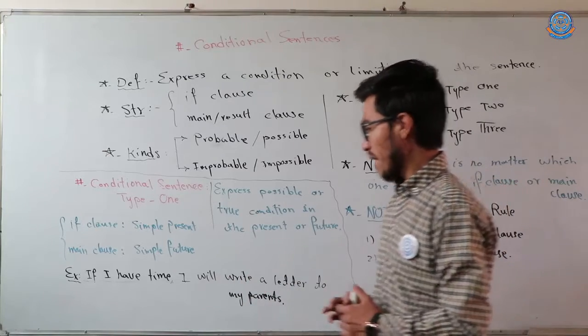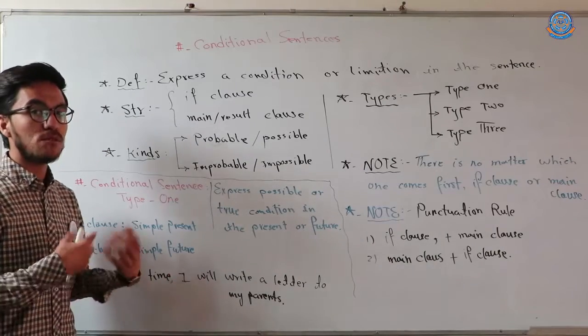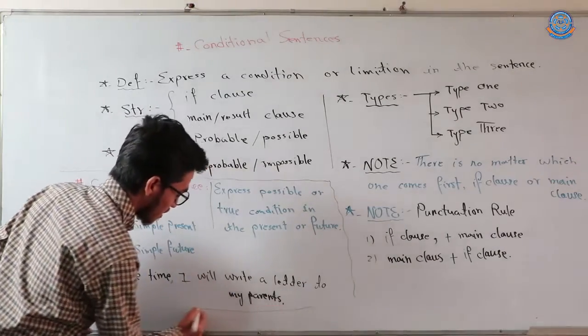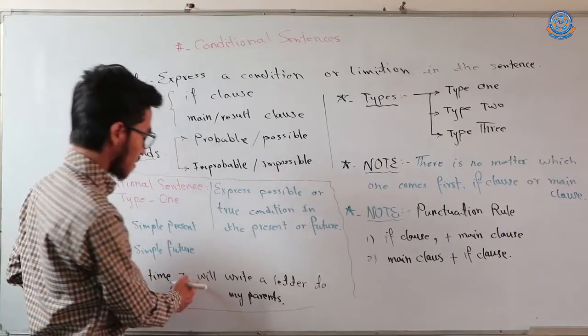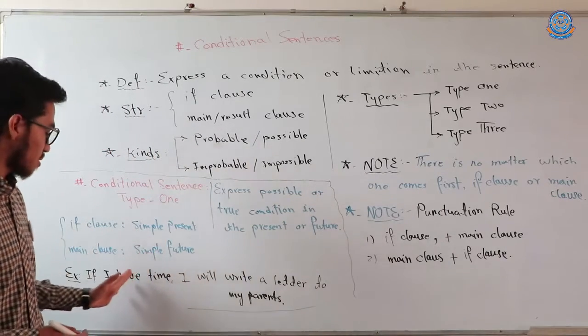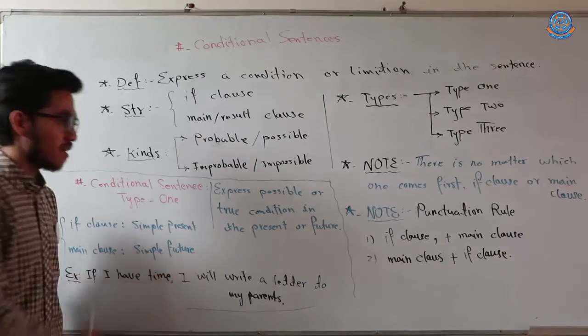As you can see, we can also write this sentence without this structure. It is possible to write the main clause, or result clause, first. But at that time, there is no need to use a comma. As you can see, there is going to be a comma.